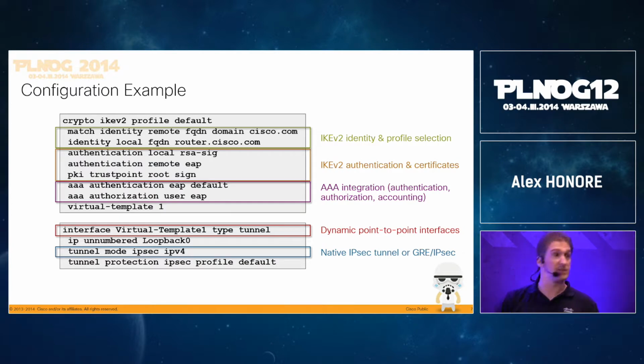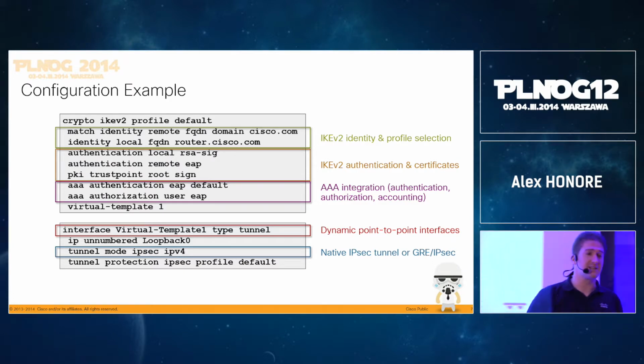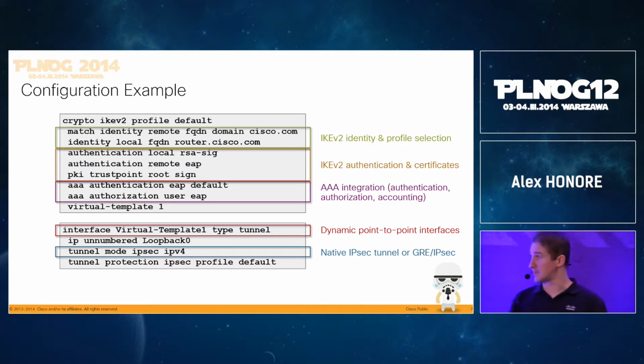You could authorize in multiple steps, do user group authorization if you like. You can do some accounting. And once this has all been done, typically you will assign an IP address if needed in this stage. Then you instantiate the virtual template into a V-access. And the V-template tells you what tunnel mode you use.